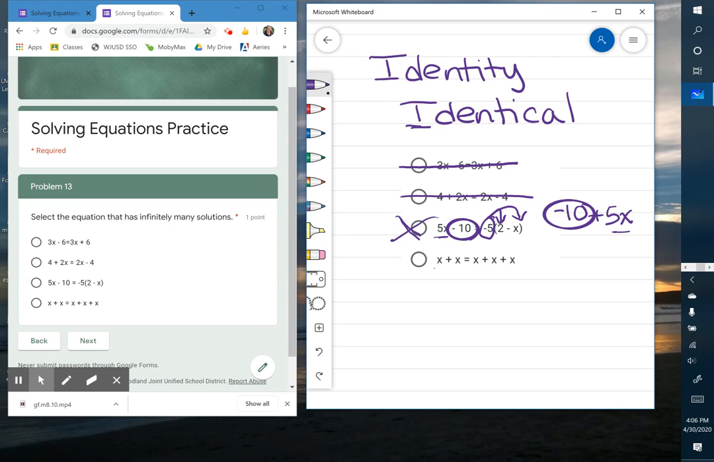Now, just to make sure there are no other answers, in the bottom one, I need to combine like terms. 1x plus 1x is 2x, and 1x plus 1x plus 1x is 3x. Since 2x does not equal 3x, that is not the identity. The code for this problem is N.